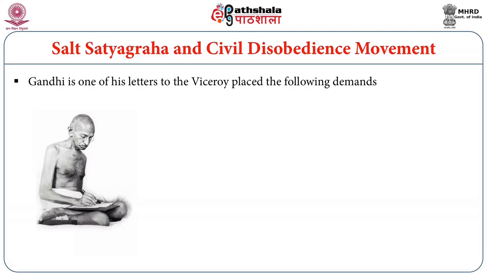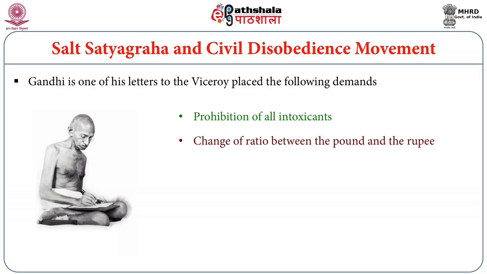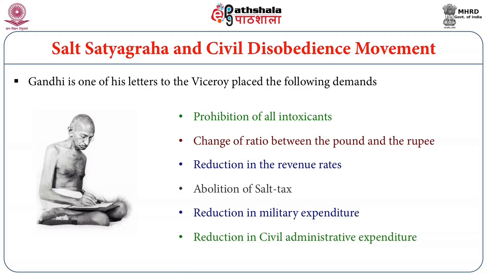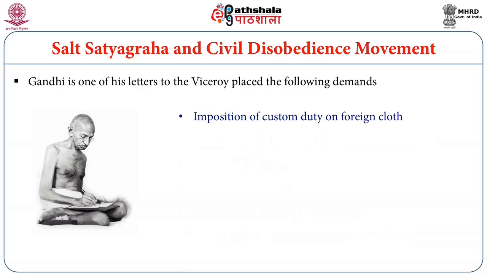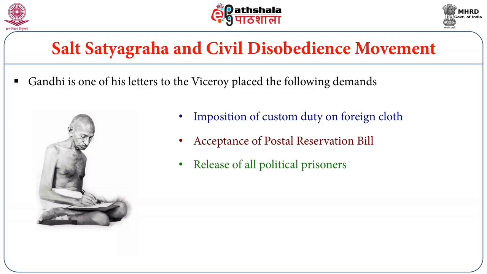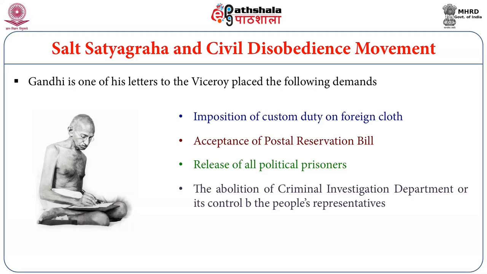Gandhi, in one of his letters to the Viceroy, placed the following demands. Among the many: prohibition of all intoxicants, change of ratio between the pound and the rupee, reduction in the revenue rates, abolition of salt tax, reduction in military expenditure, reduction in civil administrative structure, imposition of custom duty on foreign cloth, acceptance of the postal reservation bill, release of all political prisoners who were arrested in the previous course of protests, abolition of the criminal investigation department, and issue of arms licenses to citizens for self-defense.